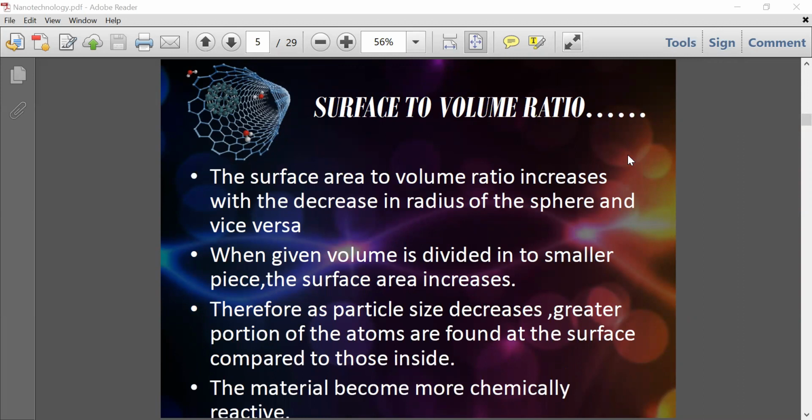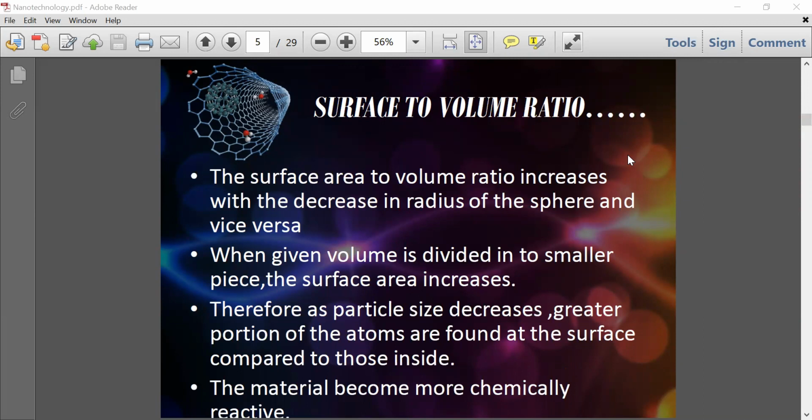When the given volume is divided into smaller pieces, the surface area increases. First, we consider a cube of side 1 meter. We know that the surface area is 6 into 1 meter square, that is 6 meters square. If we divide the cube into 8 small cubes of side half meter, then the surface area is 6 into half meter square into 8. That is, the surface area is 12 meters square.